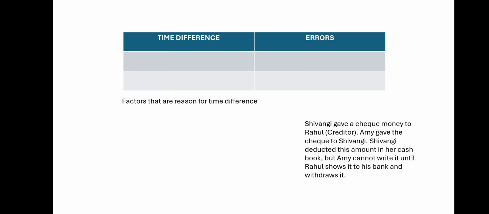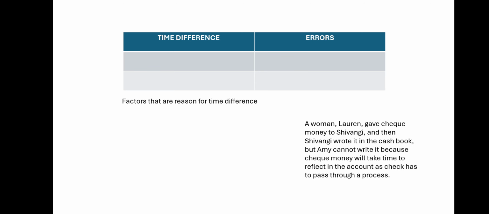But Amy cannot write it on the spot because Amy has to wait until Rahul goes to the bank and withdraws that check. So we can see there is a difference between the time period in which Amy will write it and Shivangi will write it. So it is written like this in the exam or in your statement: check issued by bank but not presented for payment.